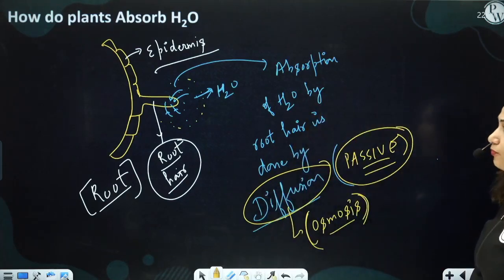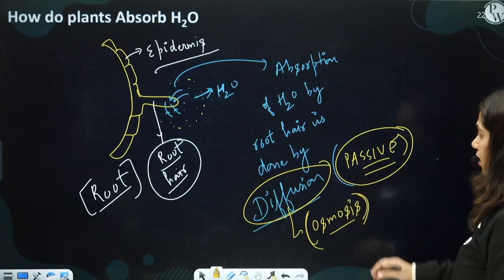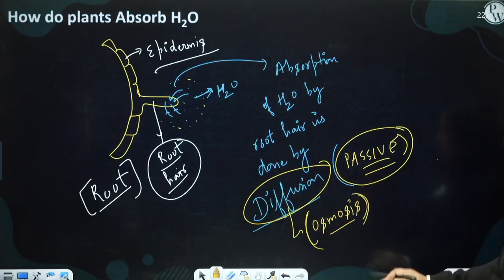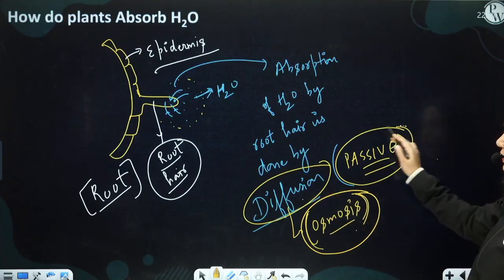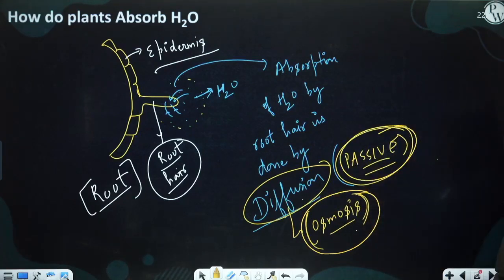So this is very important. A direct question comes: how do plants absorb water? Your answer will be by diffusion. And if you want to be more specific, by osmosis. It's a special diffusion, osmosis, and it is passive, no expenditure of energy. Clear? A direct question comes.